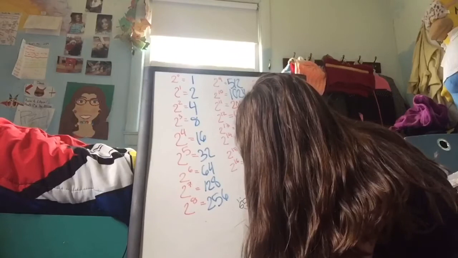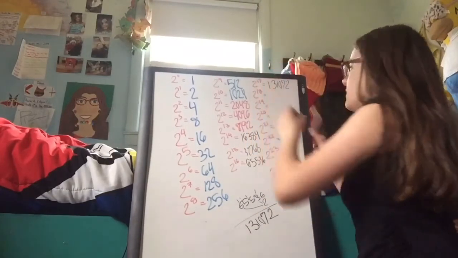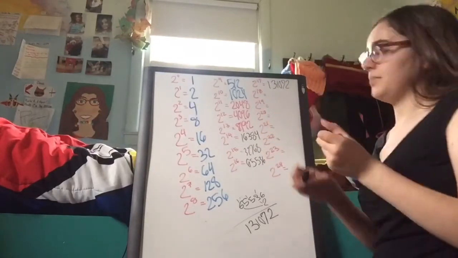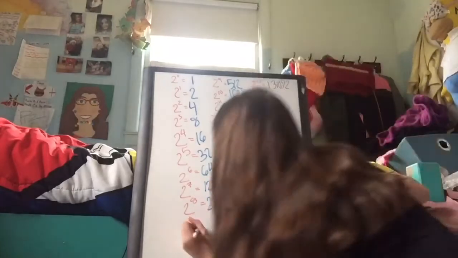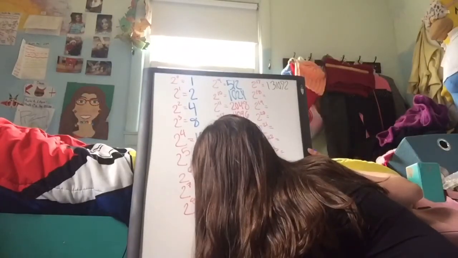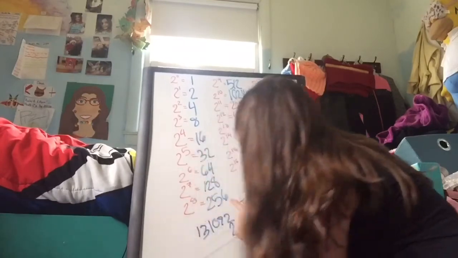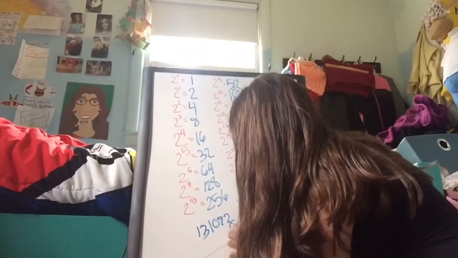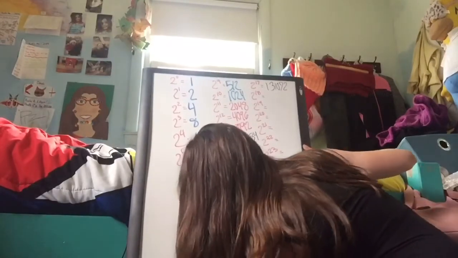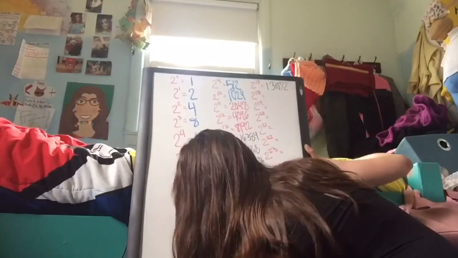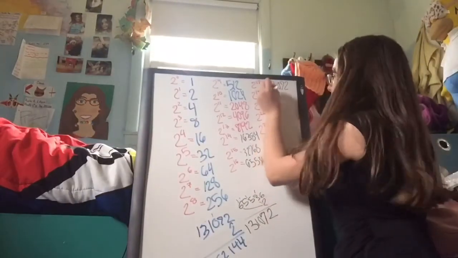131,072. Let's just say 131,072, and I will check this later. 2 to the 18th is 131,072 times 2, which is 262,144.